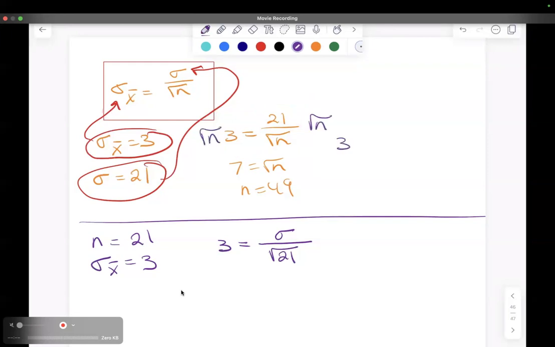That gives me 3 square root of n equals 21. Now divide both sides by 3. And then I have this right there. Thank you.